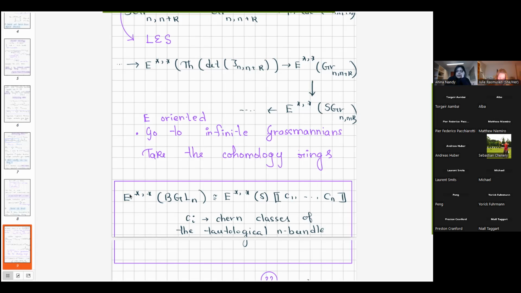So this is something we use, which is if you take the E cohomology of the nth infinite Grassmannian, BGLn, it looks like this. It's a power series ring where the variables are the Chern classes of the tautological n-bundle. It's just like topology. And this is the coefficient ring. And because we have already fixed E, from next time onwards I will just write it as E star comma star and nothing more.